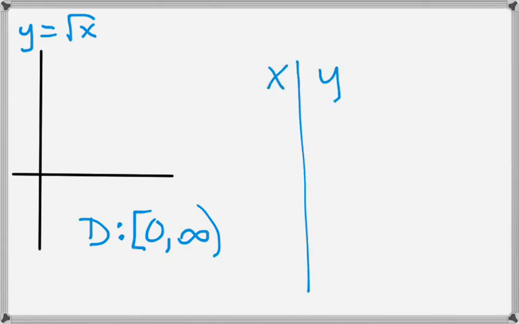So when we're plotting points, we're not going to choose any negative x's. So we'll want to choose 0 for sure, and then some positive ones. I'm just going to choose some that will work out nicely when we go to take the square root of them. So square root of 0 is 0, square root of 1 is 1, and square root of 4 is 2.